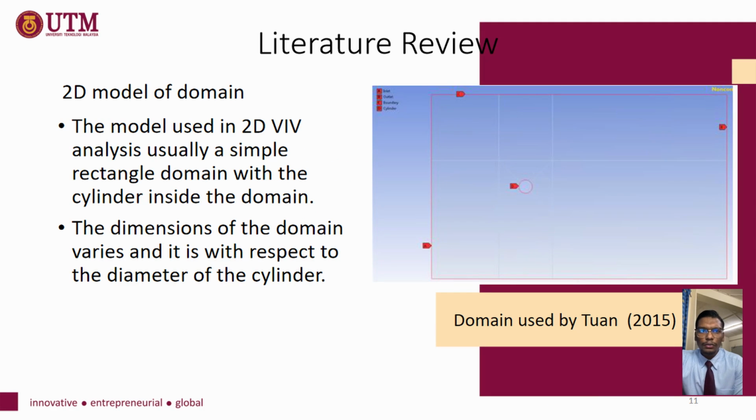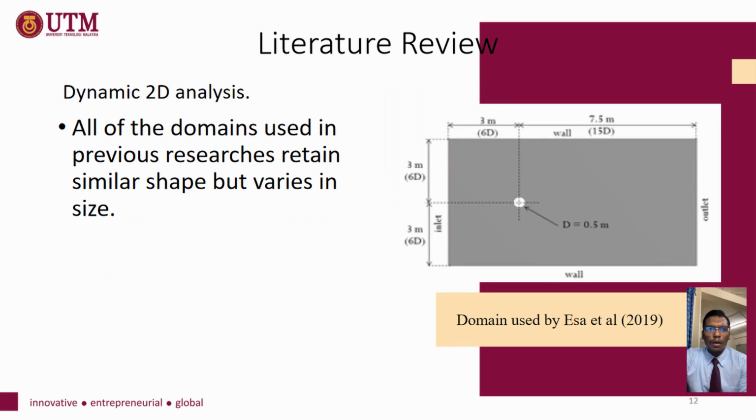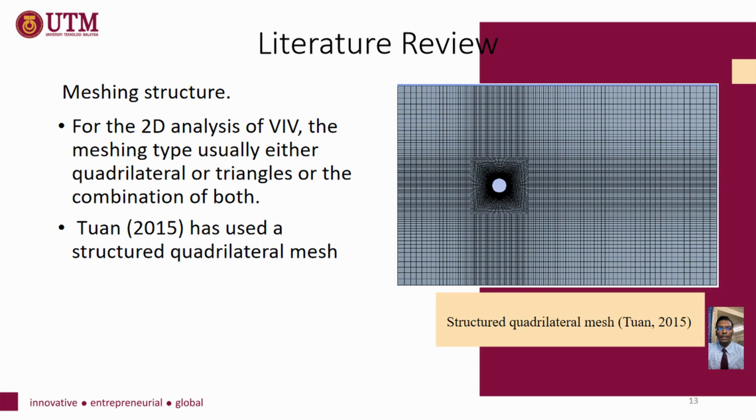The model used in 2D VIV analysis is usually a simple rectangular domain with the cylinder inside the domain. The dimensions of the domain vary and are with respect to the diameter of the cylinder. Almost all of the domains used in previous researches retain a similar shape but vary in size. For the 2D analysis of VIV, the meshing type is usually either quadrilateral or triangles or a combination of both. 2015 has used a structured quadrilateral mesh.